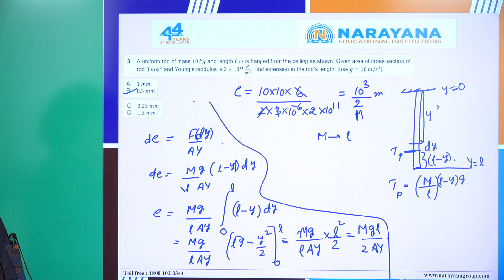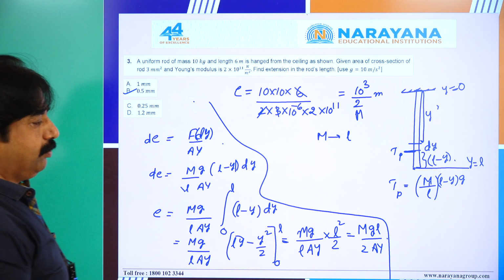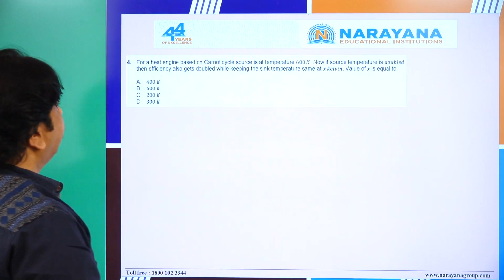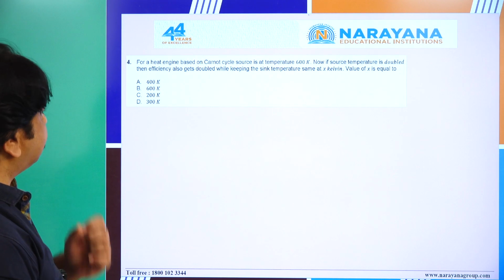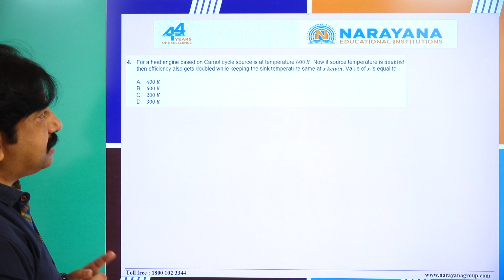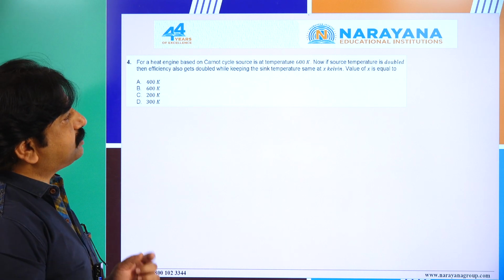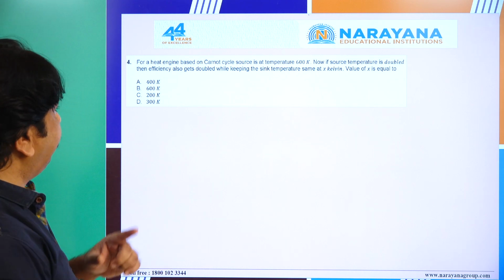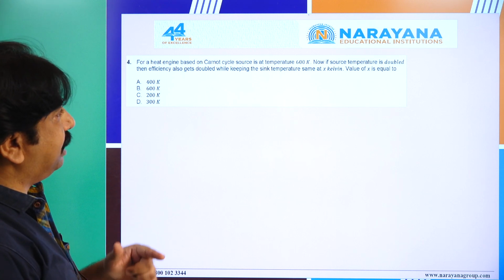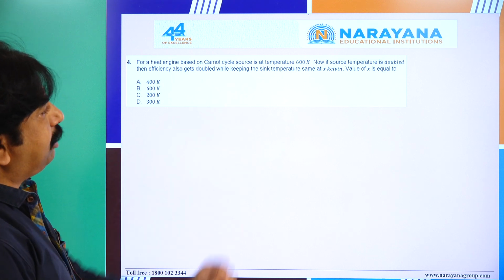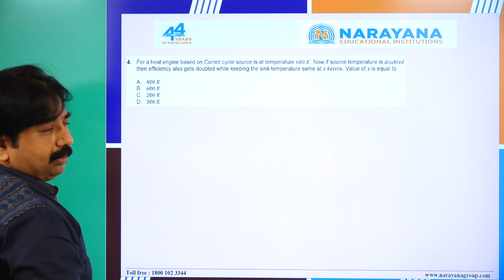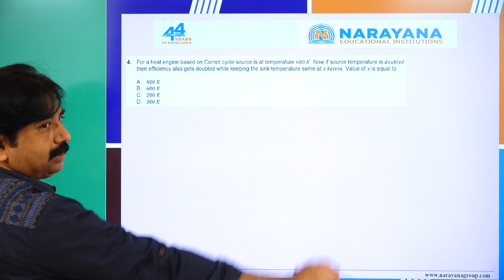Now the next one, we are going to discuss the next question. For a heat engine based on the Carnot cycle, the source is at a temperature of 600 Kelvin. If the source temperature is doubled, then the efficiency also gets doubled while keeping the sink temperature the same at x Kelvin. The value of x is equal to what? Now this is purely the second law of thermodynamics.